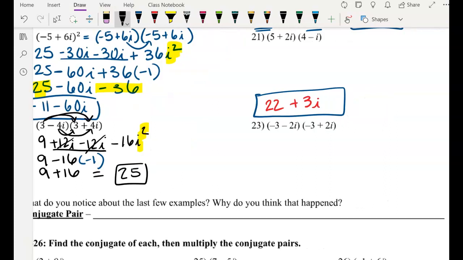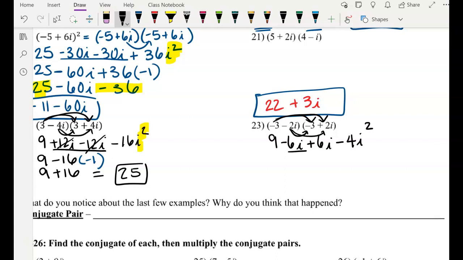All right, last one for this set of instruction. -3 times -3 is a positive 9. -3 times -2i is -6i. -2i times -3 is a positive 6i, because a negative times a negative is a positive. -2i times a positive 2i is -4i squared.